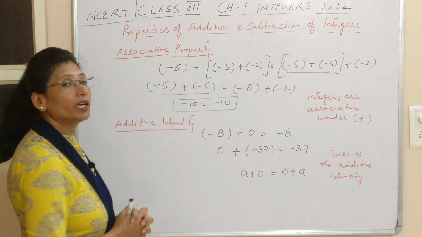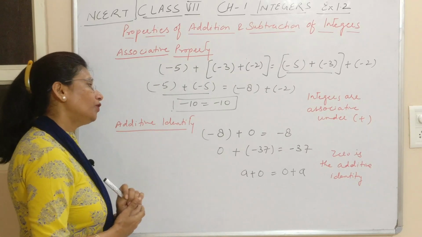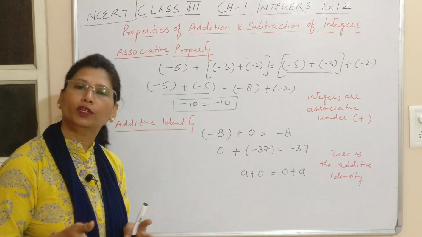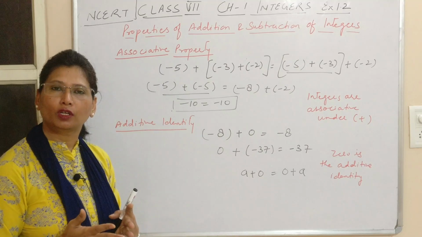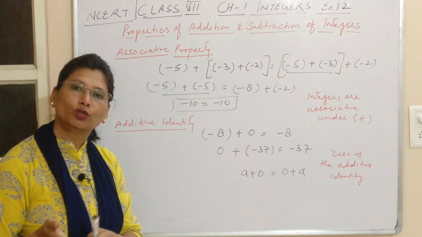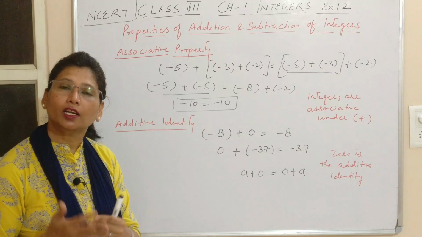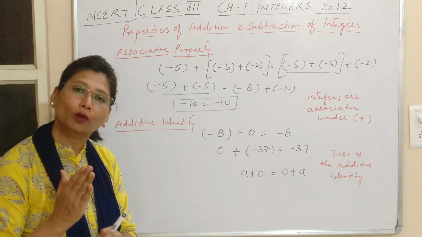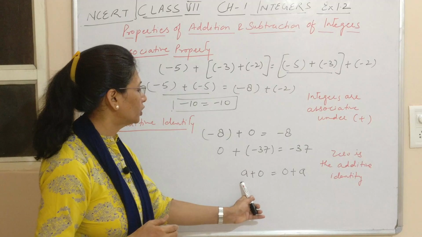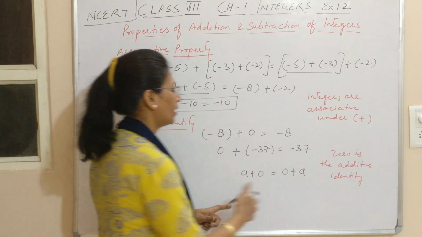Moving to next is additive identity. So here if you see, if I add 0 to any integer, be it negative or positive, I get the same integer back. So it means 0 is the additive identity. It does not change the identity of that particular integer. So this is the expression a plus 0 is equal to 0 plus a, and this is a.